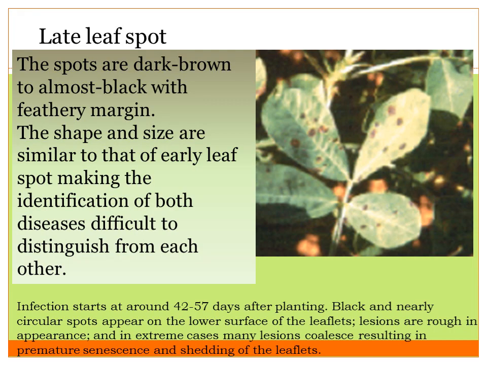Here is the late leaf spot. The spots are dark brown to almost black with feathery margin. The shape and size are similar to that of the early leaf spot, making both diseases difficult to distinguish from each other. This infection starts at around 42 to 57 days after planting. Black and nearly circular spots appear on the lower surface of the leaflets. Lesions are rough in appearance and in extreme cases, many lesions coalesce, resulting in premature senescence and shedding of the leaflets.